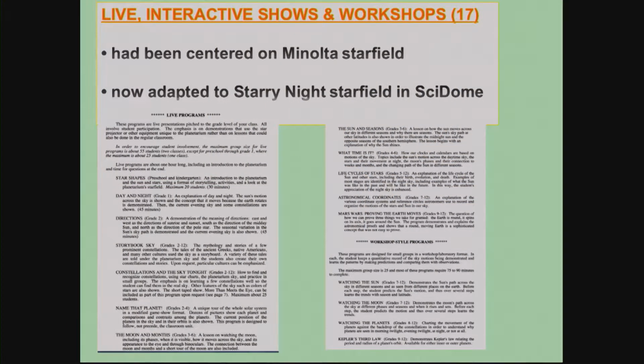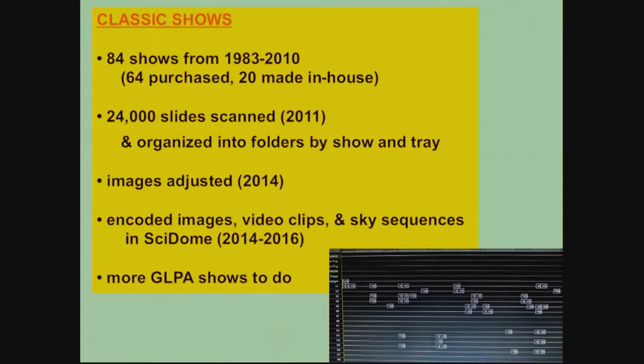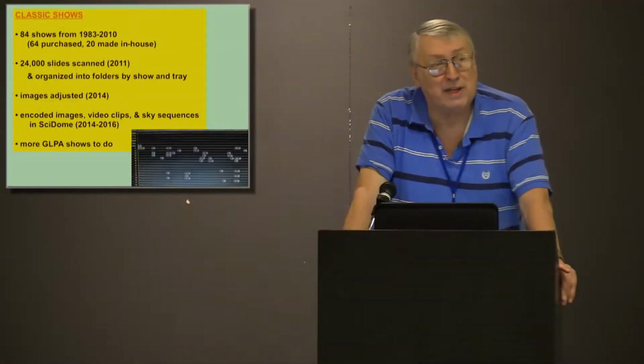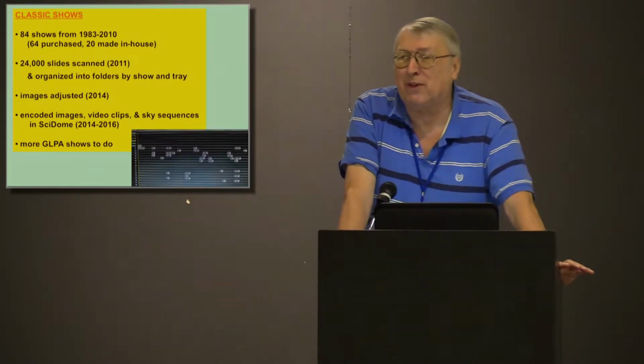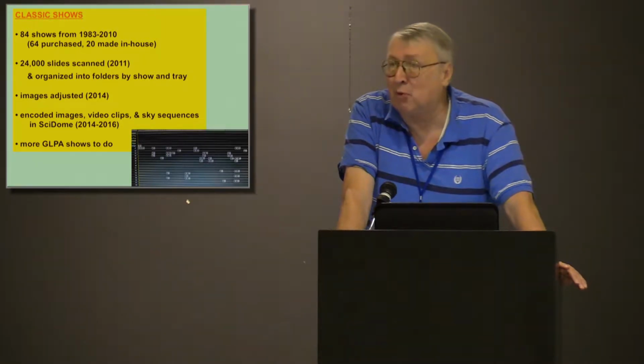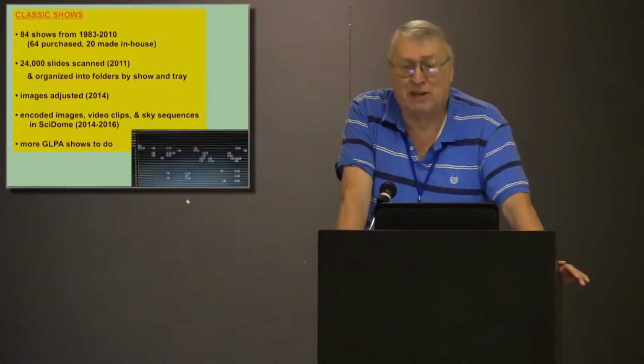We had about a dozen live interactive programs and four workshop-style programs, and all of those are now adjusted to work off Starry Night, and in a way that I think is faster and more time efficient than when we were going off the optomechanical projector. And next was our classic shows, which began to build up over 30 years of operation. We had 64 shows we purchased. That sounds like a lot, but it's roughly two per year. And then we'd made about 20 shows in-house. I didn't want to lose any of those, especially the ones we'd made ourselves.